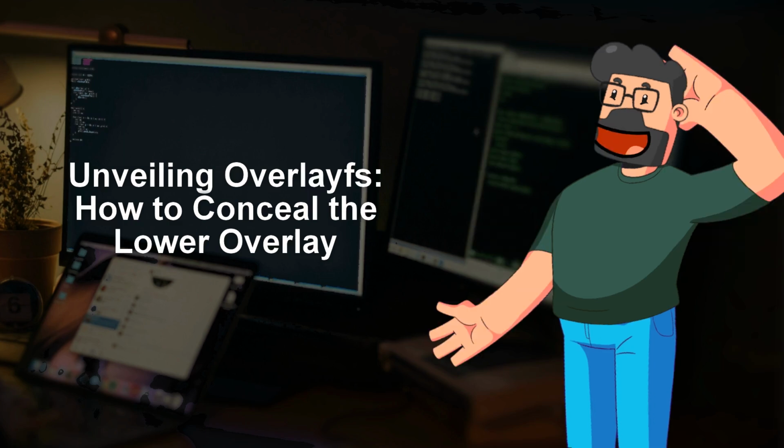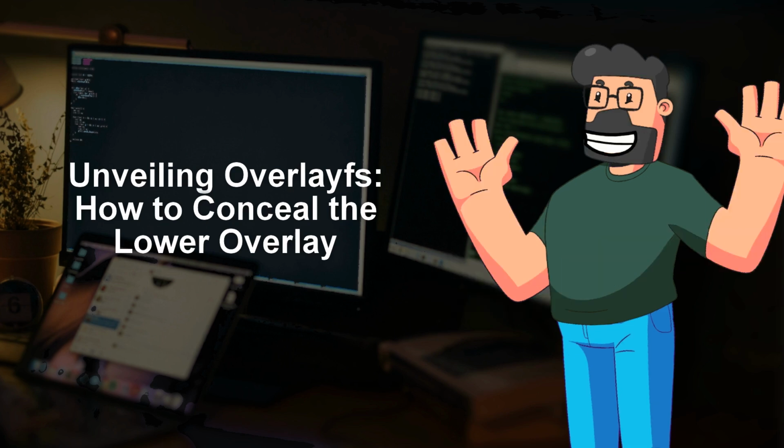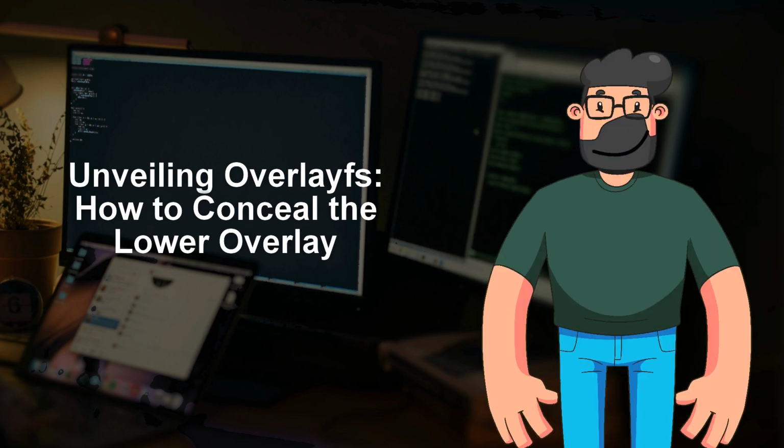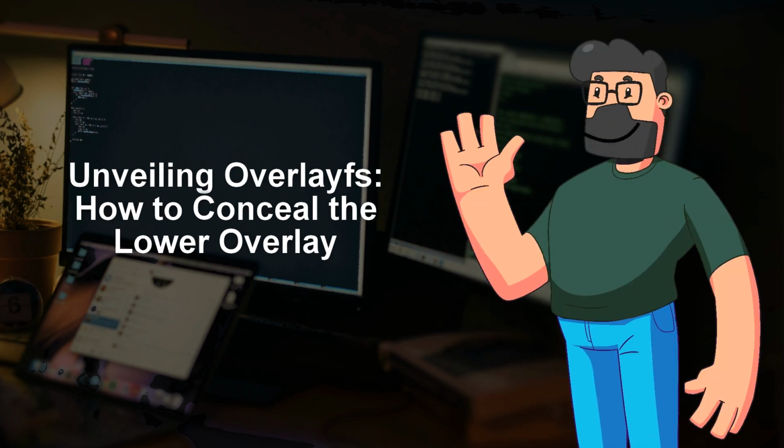Hey there! So today we're diving into a pretty interesting problem that I stumbled upon while working with Overlayfs. Picture this. You have an overlay mounted on a parent directory of another overlay, and suddenly the lower one vanishes, exposing the root file system. Quite a head-scratcher, right? Let's take a closer look at this unexpected behavior and figure out what's going on.